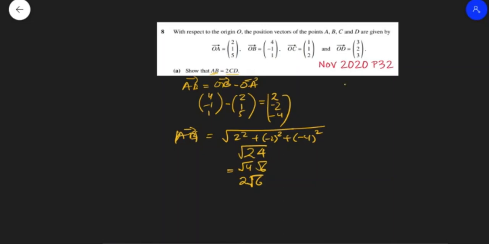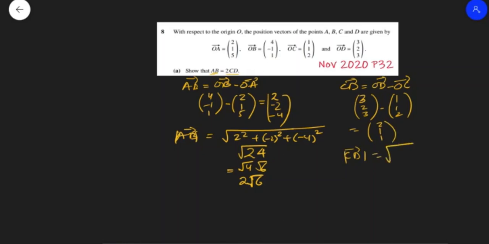So let's see what is CD. It will be OD minus OC, head minus tail. OD is 3, 2, 3. Alright, OC is 1, 1, 2. And if I subtract, 3 minus 1 gives us 2. 2 minus 1, 1. 3 minus 2, 1. Okay. Now the magnitude, which is 2 square plus 1 square plus 1 square. And exactly, it is square root 6. So we've shown that AB is twice CD.